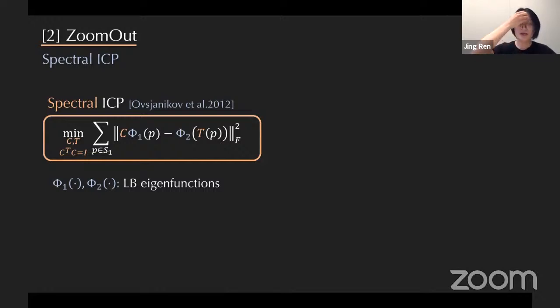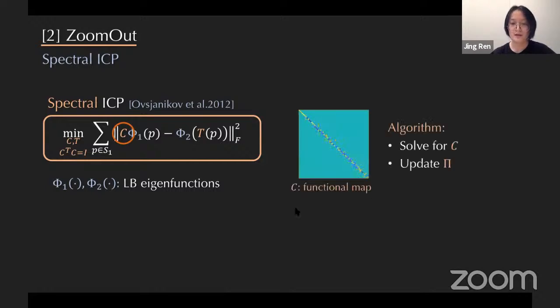Similar to the standard ICP, this energy can be minimized in an iterative way. From the given initial correspondences, we can first solve for a functional map that can be used to align the two spectral domains of the two shapes. And then we apply nearest neighbor search in the spectral domain. That's how we get the point-based map. Then we repeatedly update the functional map and then solve for the point-based correspondences. So this should be efficient and effective, but still it's not perfect.